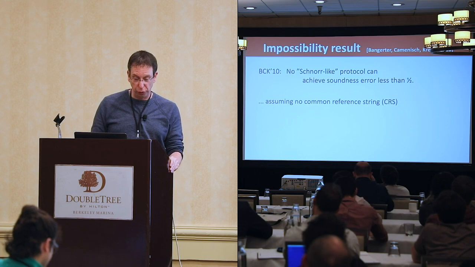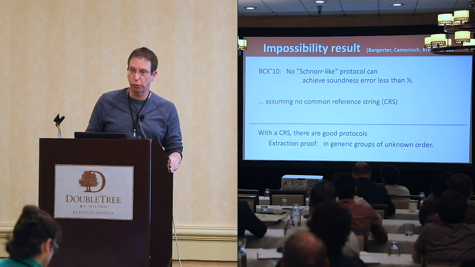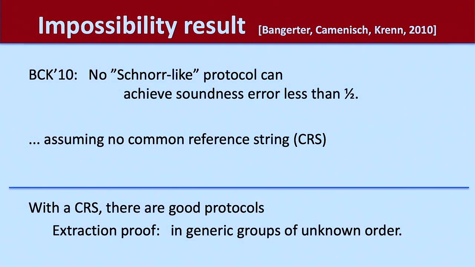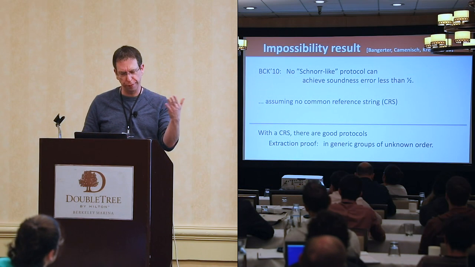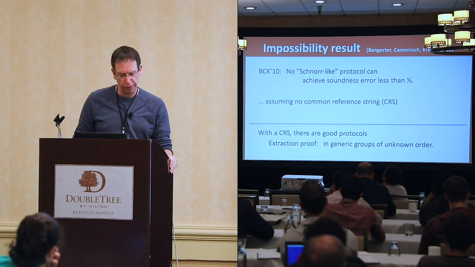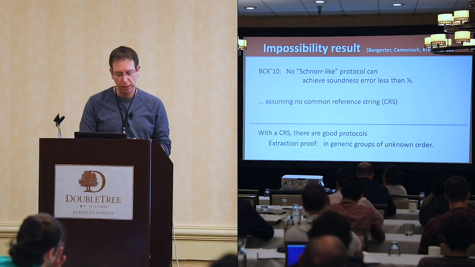It turns out if you are allowed to use group elements for which nobody knows the discrete log, nobody knows a square root or a cube root of these elements, all of a sudden there are good zero-knowledge protocols, so we show this in the paper. And then you can actually do proofs of discrete log even in these groups. You just need some elements that are sort of primitive so that nobody knows any root of those elements.